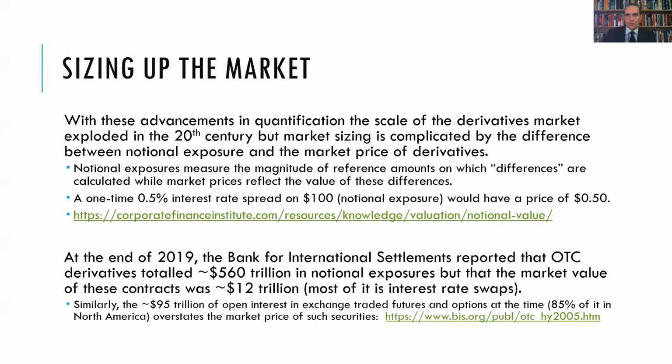0.5% interest rate spread based off of a notional exposure of $100. That being a single cash flow would only have a price of 0.5% of the notional exposure, meaning that this type of derivative contract would only have a market price of roughly 50 cents, possibly with a slight premium over it to account for future volatility between now and expiration. But the notional value of that derivative exposure, the reference sum upon which the value is calculated as 0.5% of what, is much larger at $100.